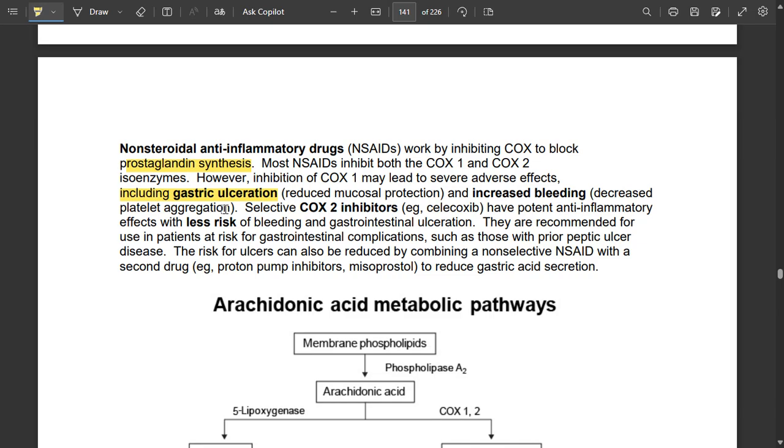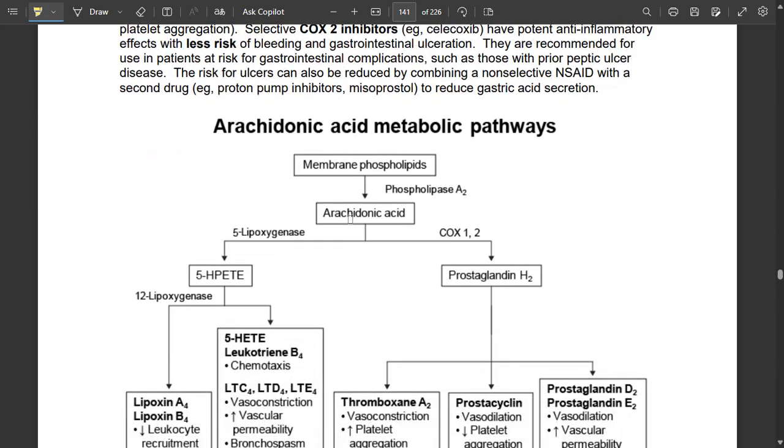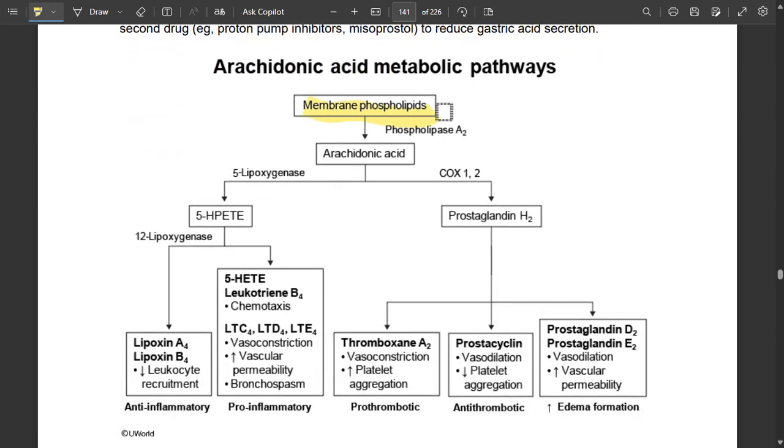while selective COX-2 inhibitors like celecoxib have potent anti-inflammatory effects with less risk of bleeding and GI ulcerations. They're recommended for use in patients at risk for gastrointestinal complications, like those with prior peptic ulcer disease. The risk for ulcers can also be reduced by combining a non-selective NSAID with a PPI, to reduce gastric acid secretion.